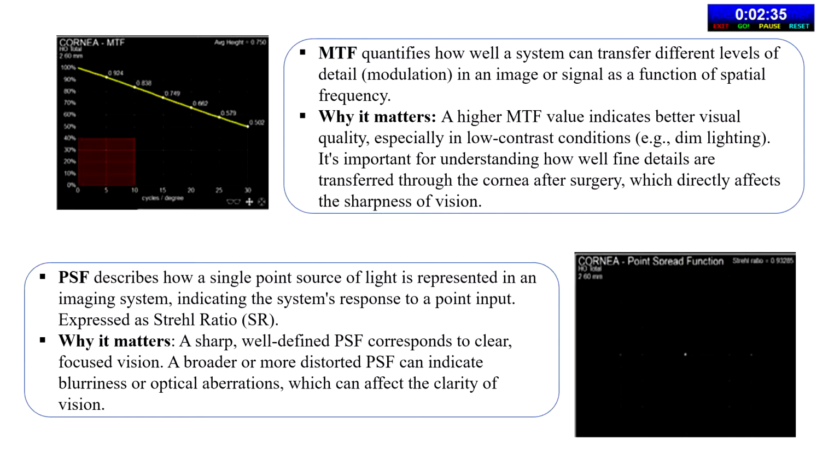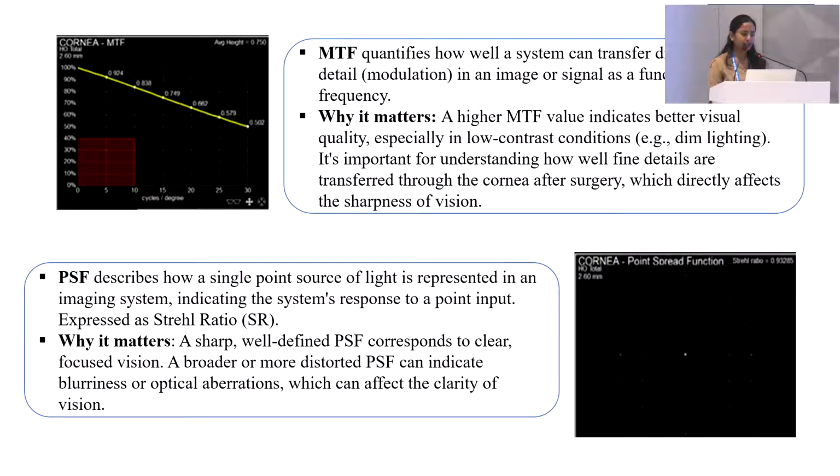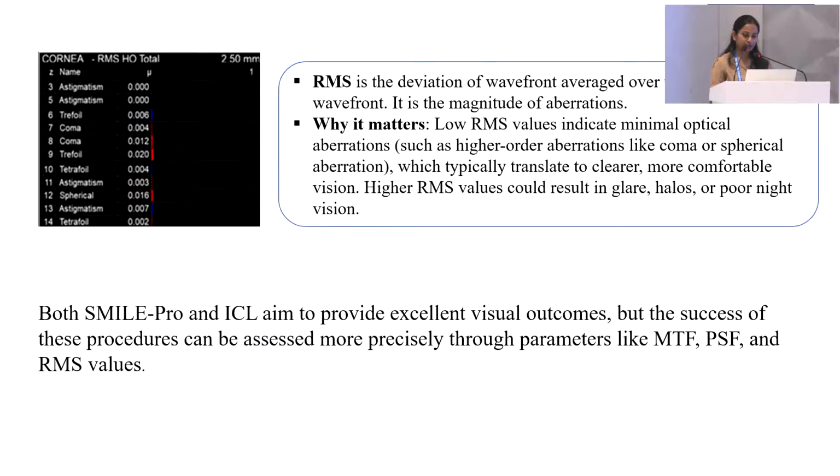PSF describes how a single point source of light is represented in an imaging system, indicating the system's response to a point input, and is expressed as a Strehl ratio. Why does it matter? A sharp, well-defined PSF corresponds to clear, focused vision. A broader or more distorted PSF can indicate blurriness or optical aberrations, which can affect the clarity of vision.